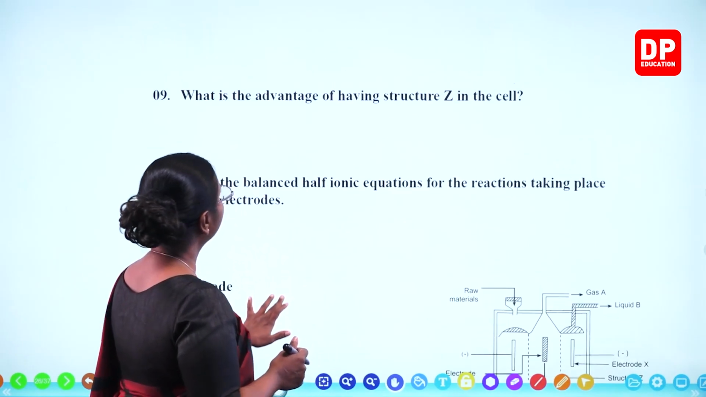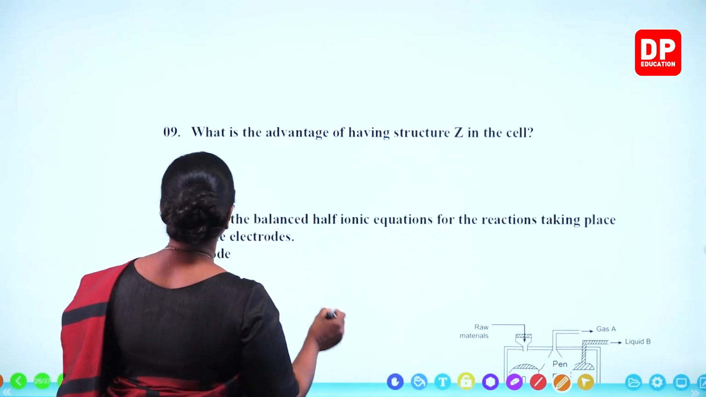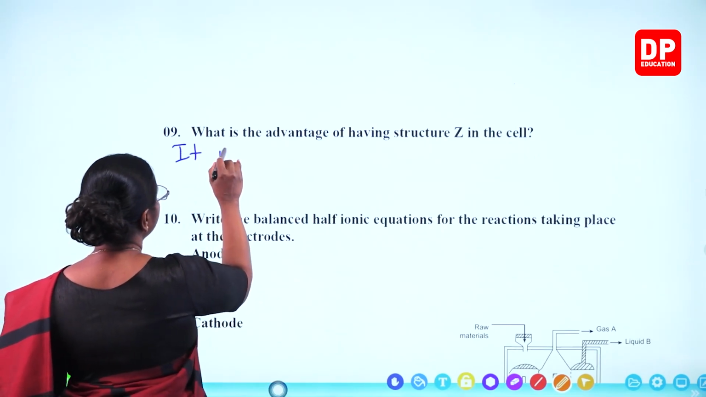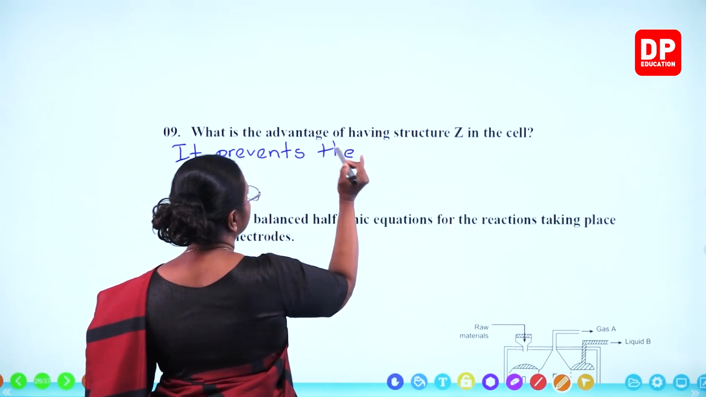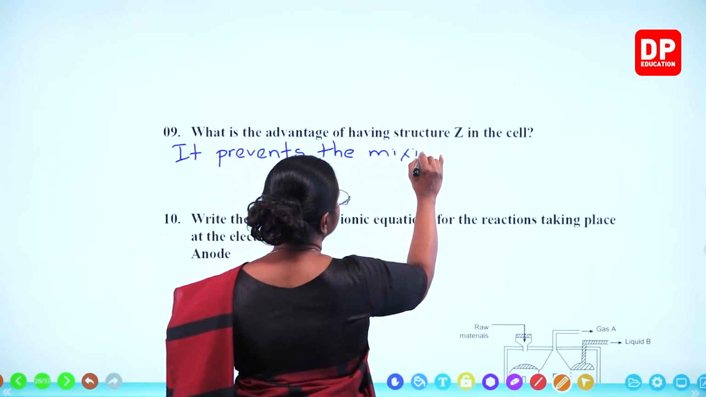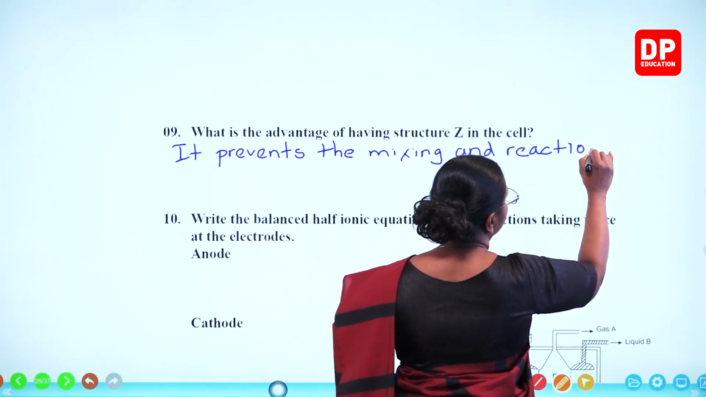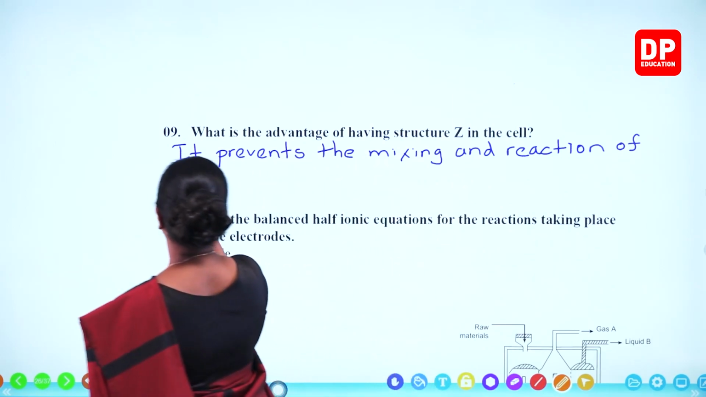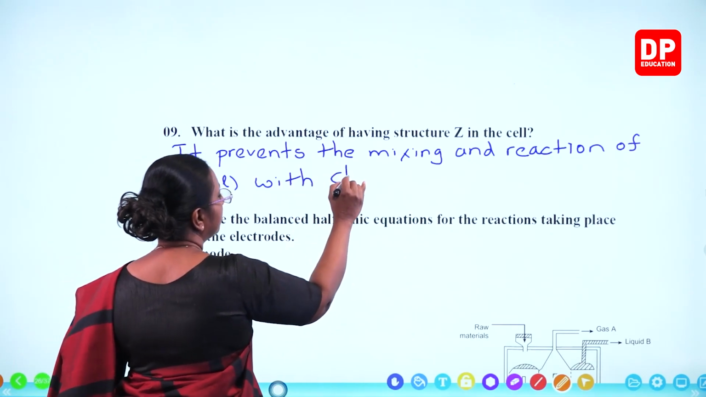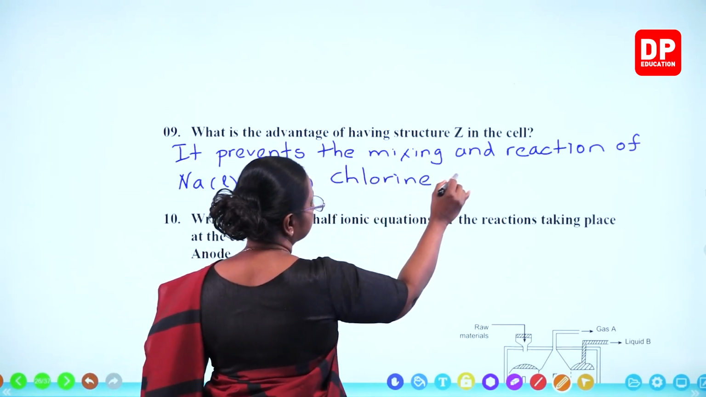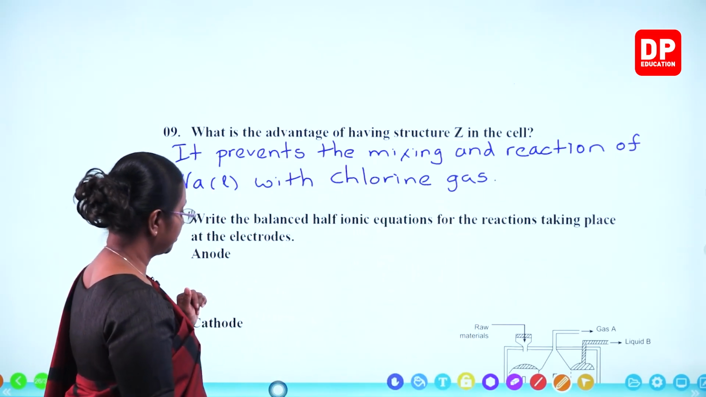So if we write that answer, what is the advantage of having structure Z in the cell? It prevents the mixing and reaction of sodium liquid with chlorine gas. Okay, so that is the advantage. Then the next question.